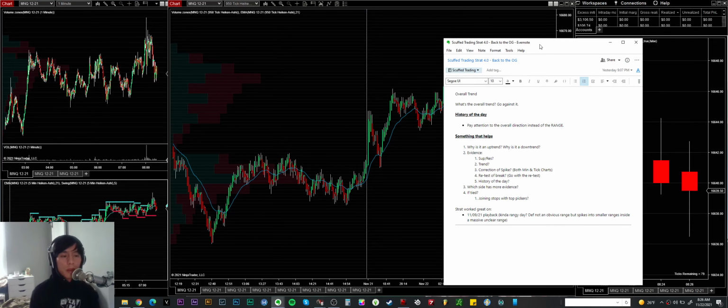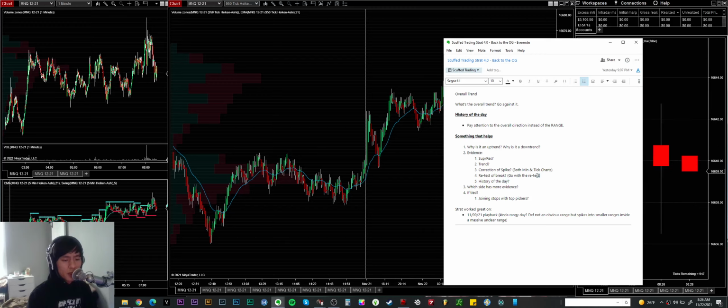Essentially it's a point-based system on which the uptrend or downtrend has the most points, and we just go against whatever the overall trend is. Resistance, trend, correction of spike, retest of the break, history of the day. Not too sure about history of the day, and correction of spike is a little iffy, but we're still using it. We just gotta make sure we have enough room for the retest, and then running stops.